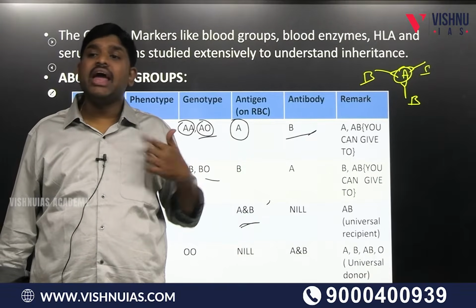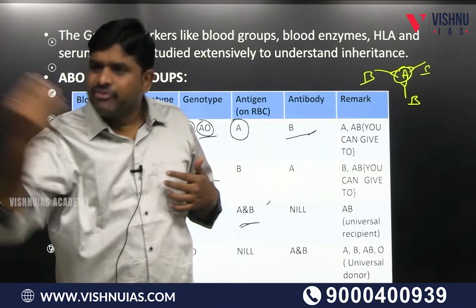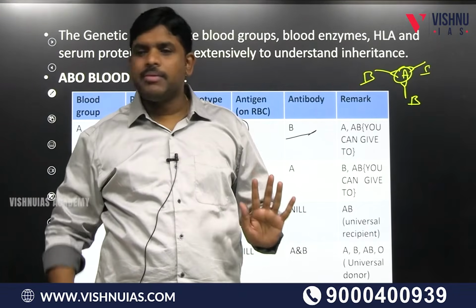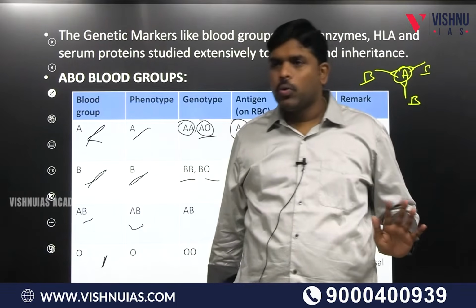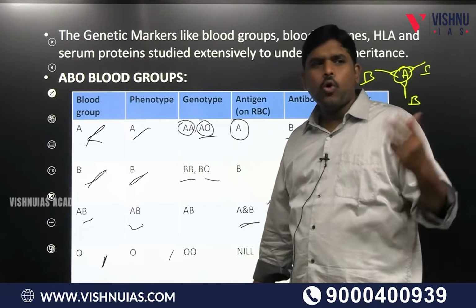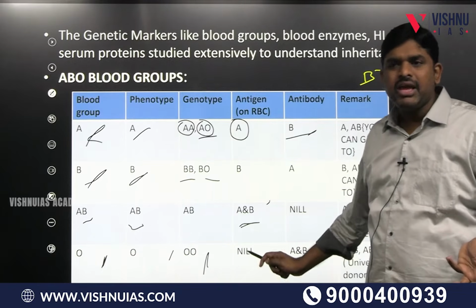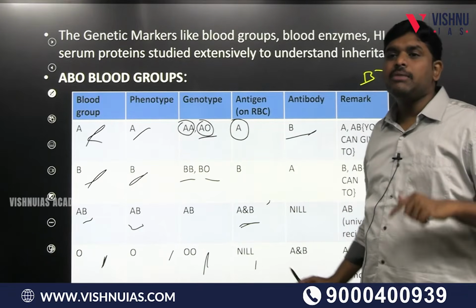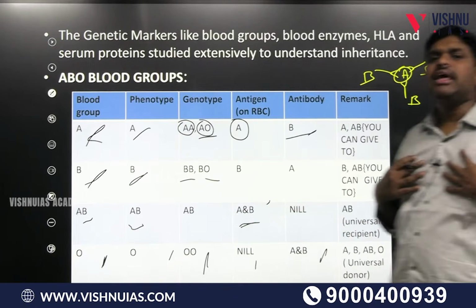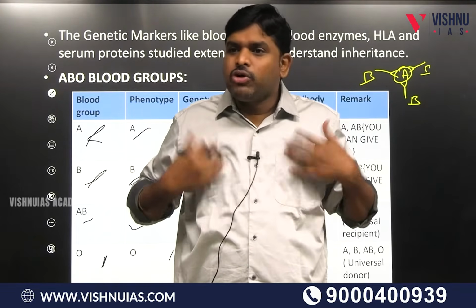I have both A and B. Universal recipient means I can take from A, I can take from B. Why? Because I have both, AB. Now, last, O. O means nil. The phenotype is O, and again the genotype is O. When there is nothing, the antigen also will be nil. When the antigen is nil, the antibodies will be A and B, both. I have nothing, so I can give to anyone. Why? Because I do not have any antigen. I have a vacuum.